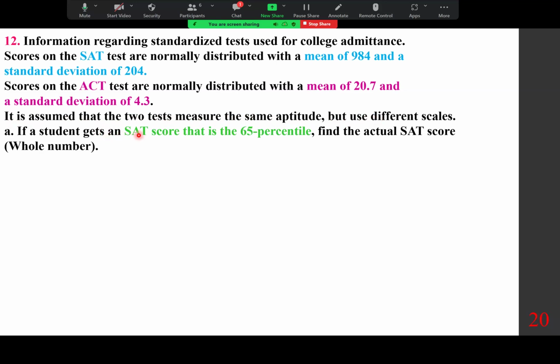If a student gets an SAT score that is the 65th percentile, find the actual SAT score, and they are telling us to go with the whole number. They are telling us how to round it. So first, what is given? For SAT, which is ND, normal distribution, mu is 984, sigma is 204. For ACT, which is again normally distributed, mu is 20.7, sigma is 4.3. That's understanding the given.